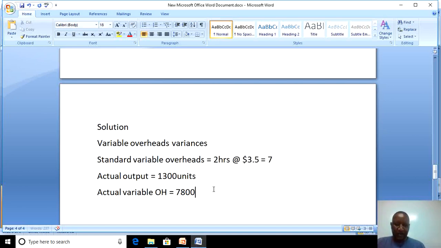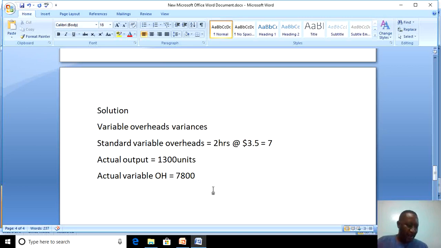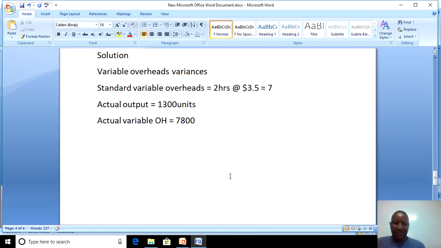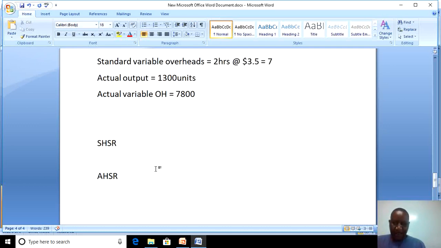Okay, having done that, let's go back to the proforma. How does our proforma look now? We are still dealing with hours and rates, but this rate is the overhead absorption rate, so it's different from the hourly rate. This is the overhead absorption rate per unit. It is the standard hours multiplied by the standard rate, then actual hours multiplied by the standard rate, and then actual hours multiplied by actual rate.